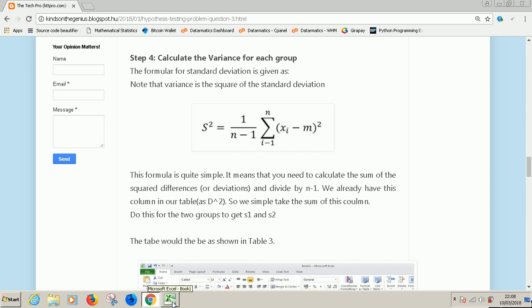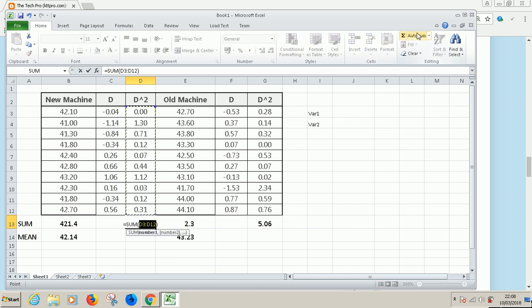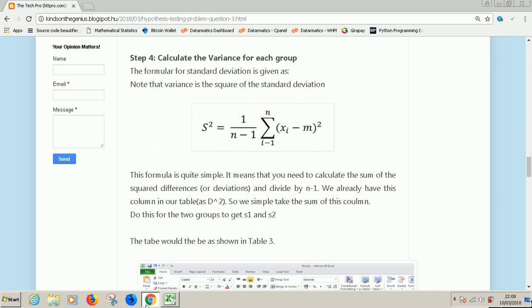So what we now have is a table that looks like this. So what we are going to do is to sum up the squared differences. So we say take the sum of the squared differences. So let's calculate the auto sum here. Let's make it a little bigger, and then we calculate the auto sum for this column. Alright, so this is where we are. So we've calculated the sum of the squared differences, and that is giving us the variance.